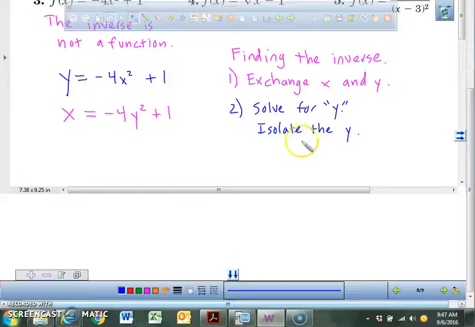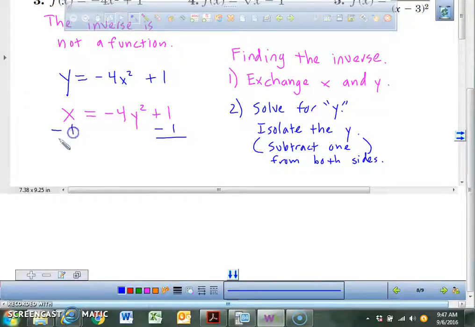What do you think we're going to do? How would I isolate this y? I have -4y squared plus 1. That's right, so subtract 1 from both sides. That's how you would isolate the y's. So I'm going to put -1 here, and -1 here. This zeroes out. Those are not like terms right there, so we're just going to write it as x minus 1 equals -4y squared.